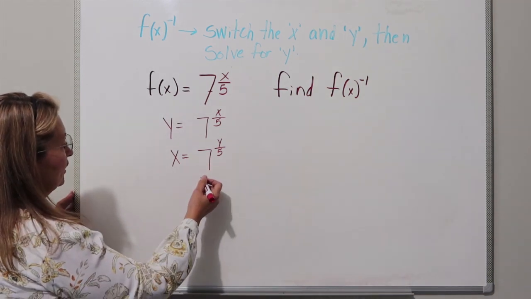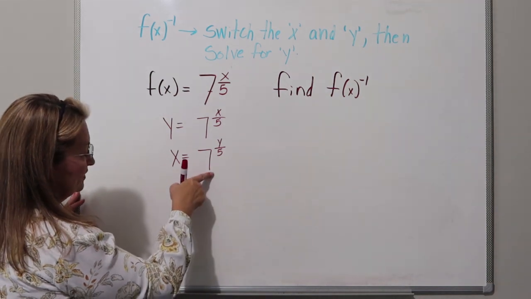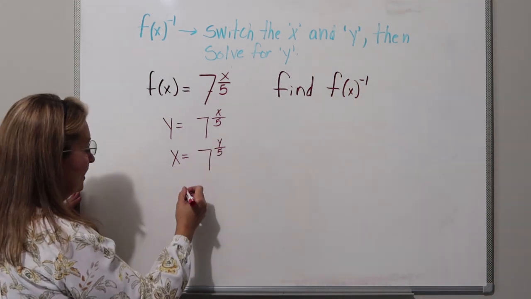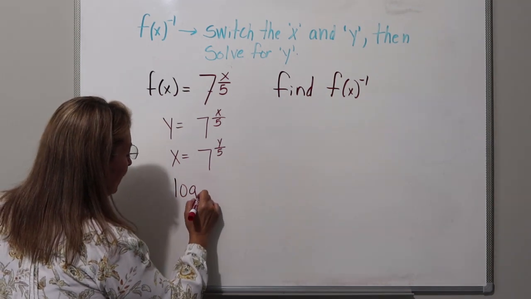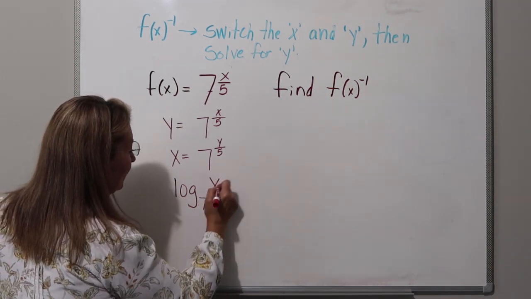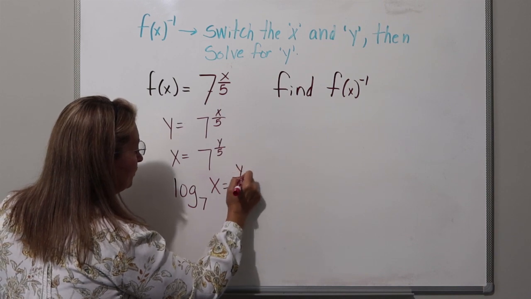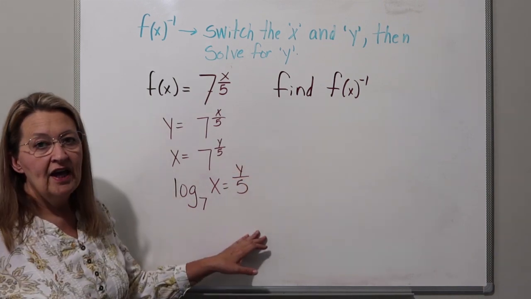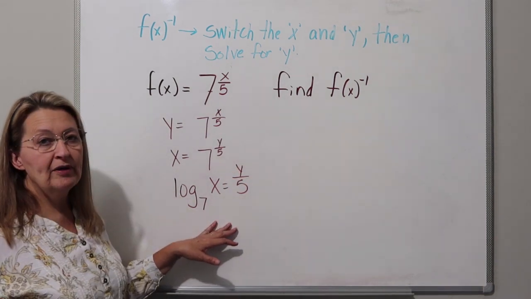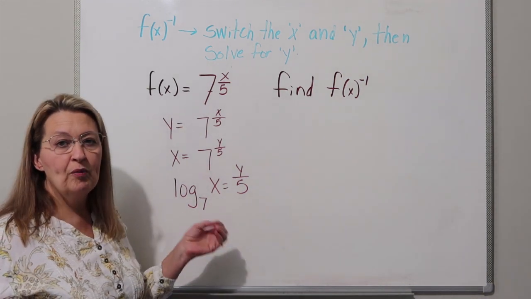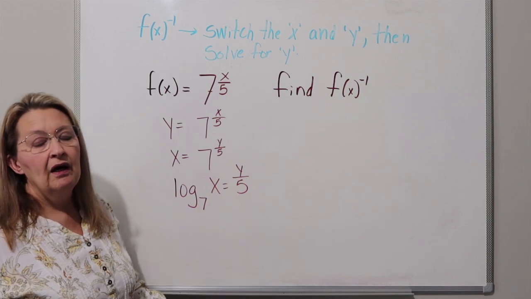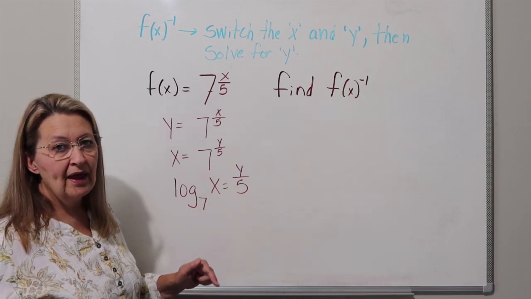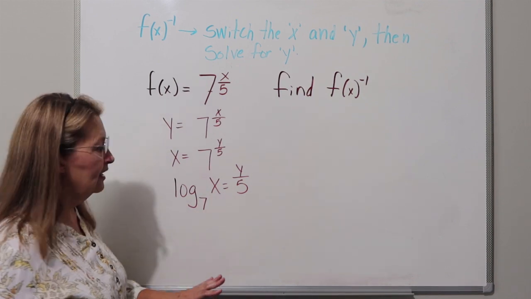So what we're going to do here is we're going to say, all right, the 7 is your base because it has the exponent. So to convert it, we're going to do log base 7 of x is equal to y over 5. That's just a simple property of logarithms. And if you want to know more about logarithm properties and how to deal with them in equations, I'll drop a link to that playlist below and you can check that out.